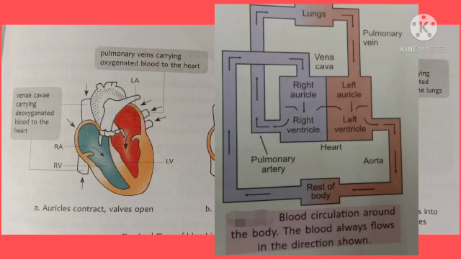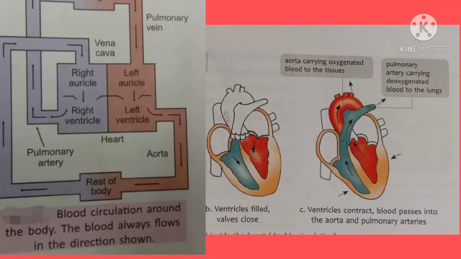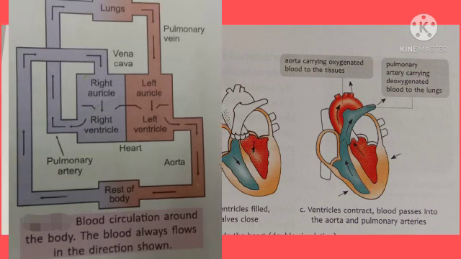The heart circulation of blood. The heart pumps blood constantly. The right auricle receives deoxygenated blood through superior and inferior vena cava, and from there the blood is pushed into the right ventricle through tricuspid valve. The pulmonary arteries take the blood to the lungs for oxygenation.